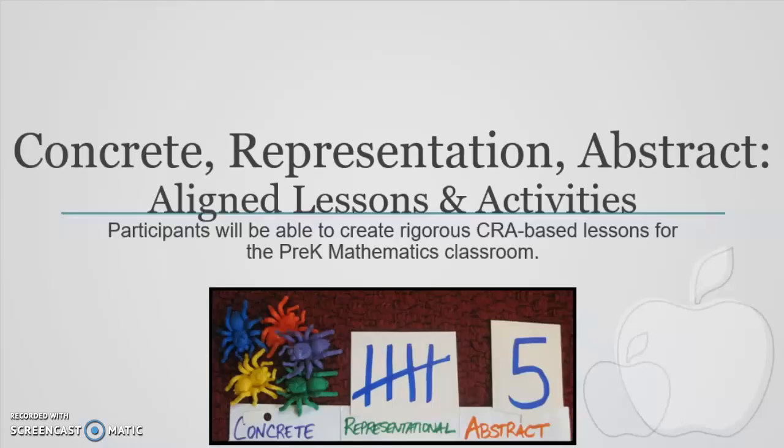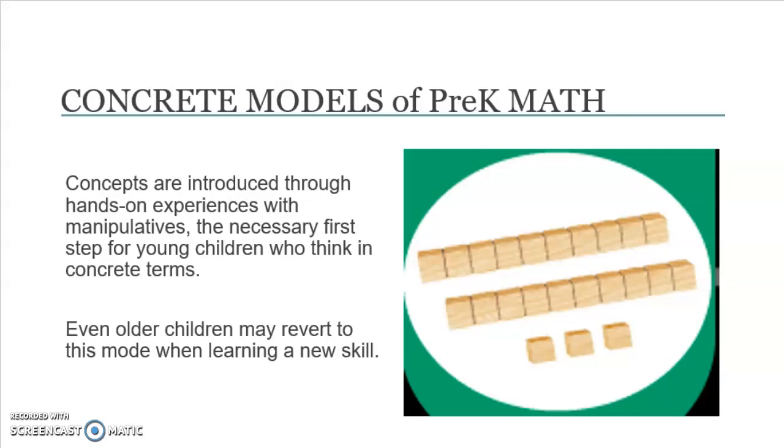Now that we've covered vertical alignment and high leverage, we're going to build and work into concrete representation and abstract aligned lessons and activities. And so for many of you, when we say CRA, this is what we mean. So concrete models of pre-K math. Concepts introduced through hands-on experiences with manipulatives and are necessary for kids to first think in those concrete terms before they start doing things abstractly.